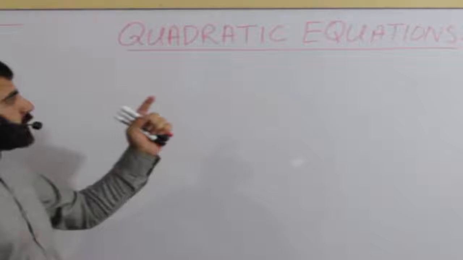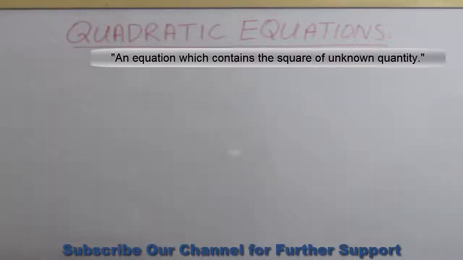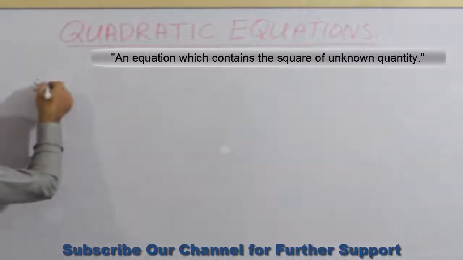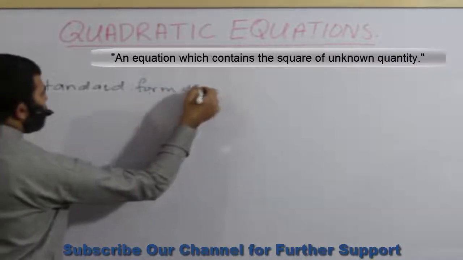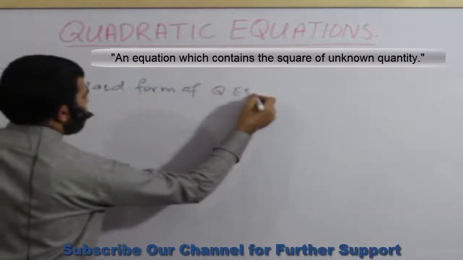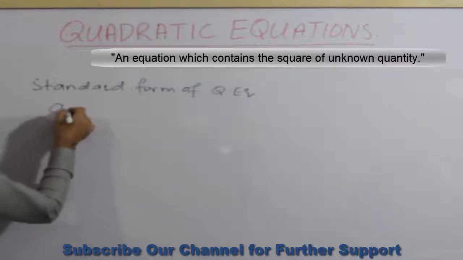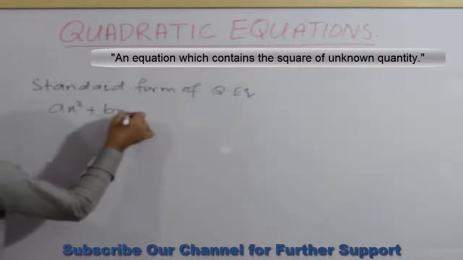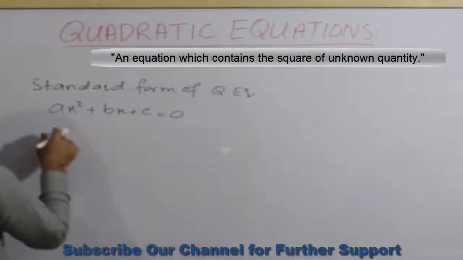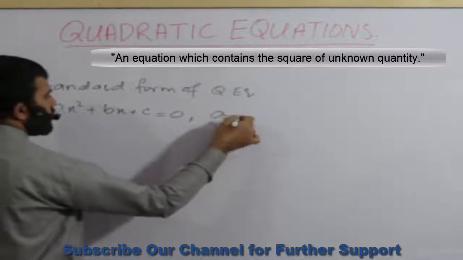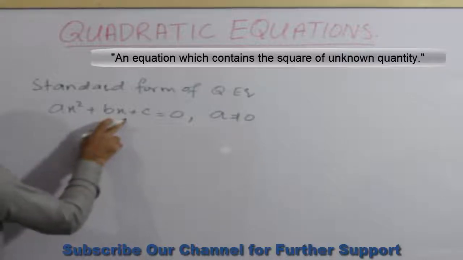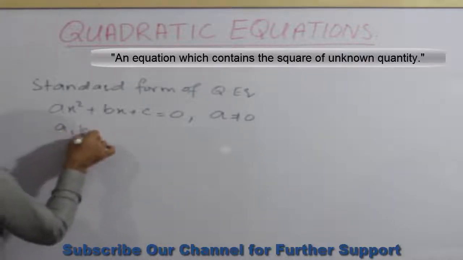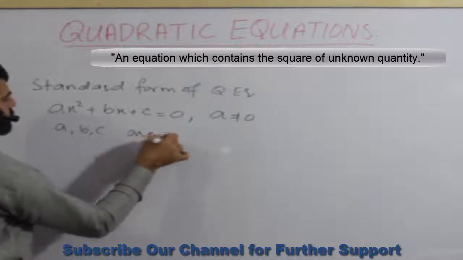We are going to start it with the definition. An equation which contains the square of an unknown quantity. So the standard form of the quadratic equation is ax square plus bx plus c equals 0, where the constraint is a must not be equal to 0, and x is the variable in the equation and a, b, c are constants.